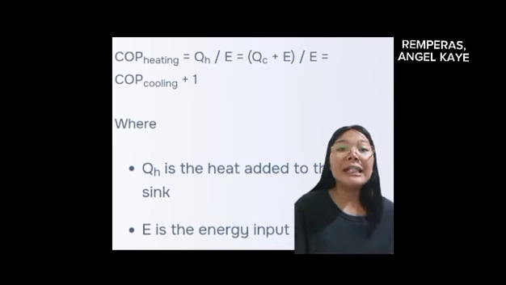Okay, so to sum up, the heat moved to the heat sink is greater than the heat taken from the heat source. Therefore, a heat pump's COP depends on whether the system is used for cooling or heating. And the heating COP is greater by 1 than the cooling COP.